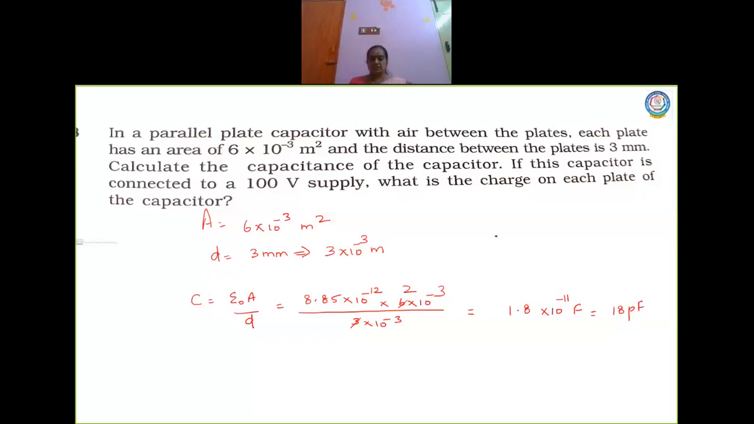Now the next question is, if this capacitor is connected to a 100-volt supply, what is the charge on each plate of the capacitor? So we need to find out the value of charge, which is Q. So Q is equal to C into V. So what is C? C is 1.8 into 10 power minus 11 into 100. So what should be the answer? So it is 1.8 into 10 power minus 9 coulomb, which is the charge.